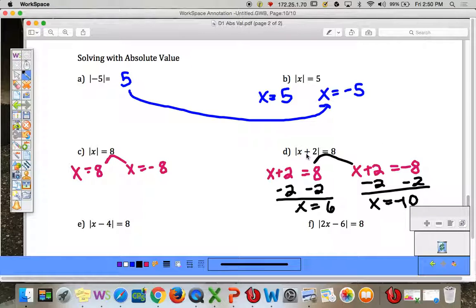So negative 10 plus 2, what is equal? Negative 8. The absolute value of negative 8 is 8. Let's plug in a 6. 6 plus 2 is 8. The absolute value of 8 is 8.